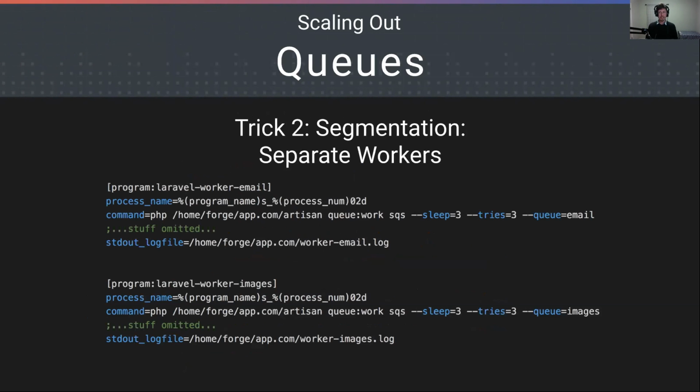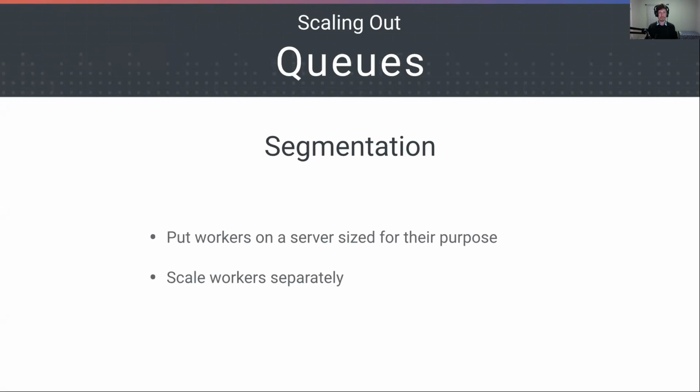The top one here will keep the queue worker for emails running. The bottom one here will keep the queue worker for images running. And these can be on separate servers, right? These can be scaled out. You can have multiple workers on different servers and scale them out separately. So you can have many servers processing images if your image queue is really deep or takes a lot of resources, and maybe just a few servers churning through your email queue, because sending email is generally a web request to an API or an SMTP connection that's relatively quick. And that's segmentation of queues, right? Put workers on servers sized for their purpose and scale the workers separately.